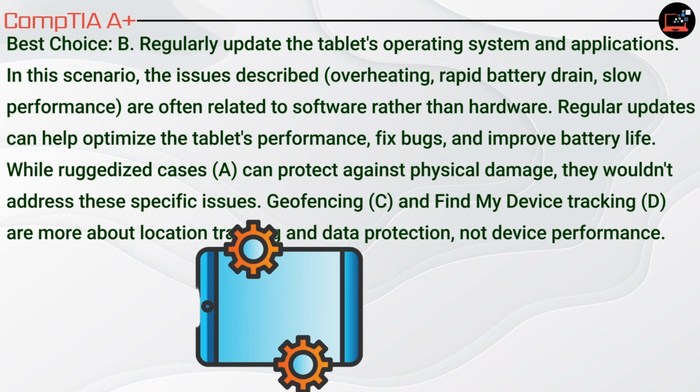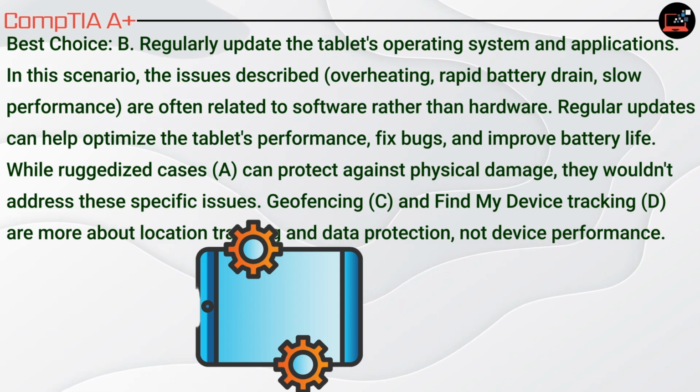Best choice, B, regularly update the tablet's operating system and applications. In this scenario, the issues described, overheating, rapid battery drain, and slow performance, are often related to software rather than hardware. Regular updates can help optimize the tablet's performance, fix bugs, and improve battery life.